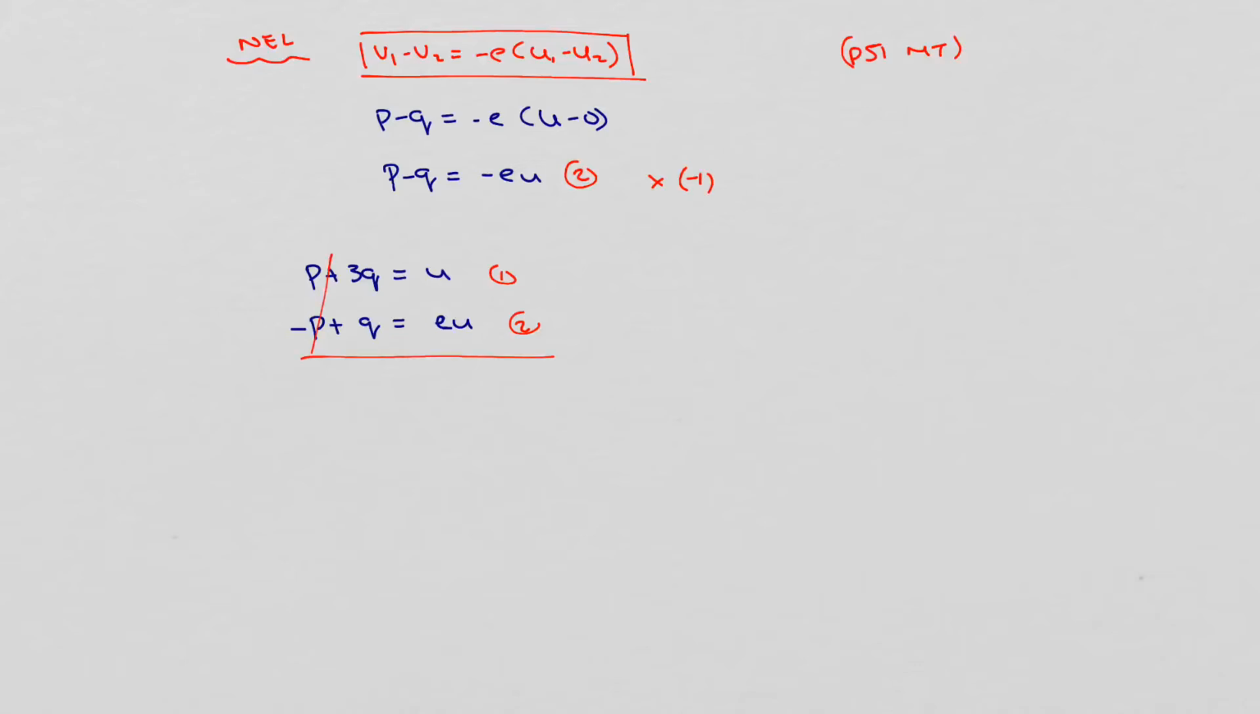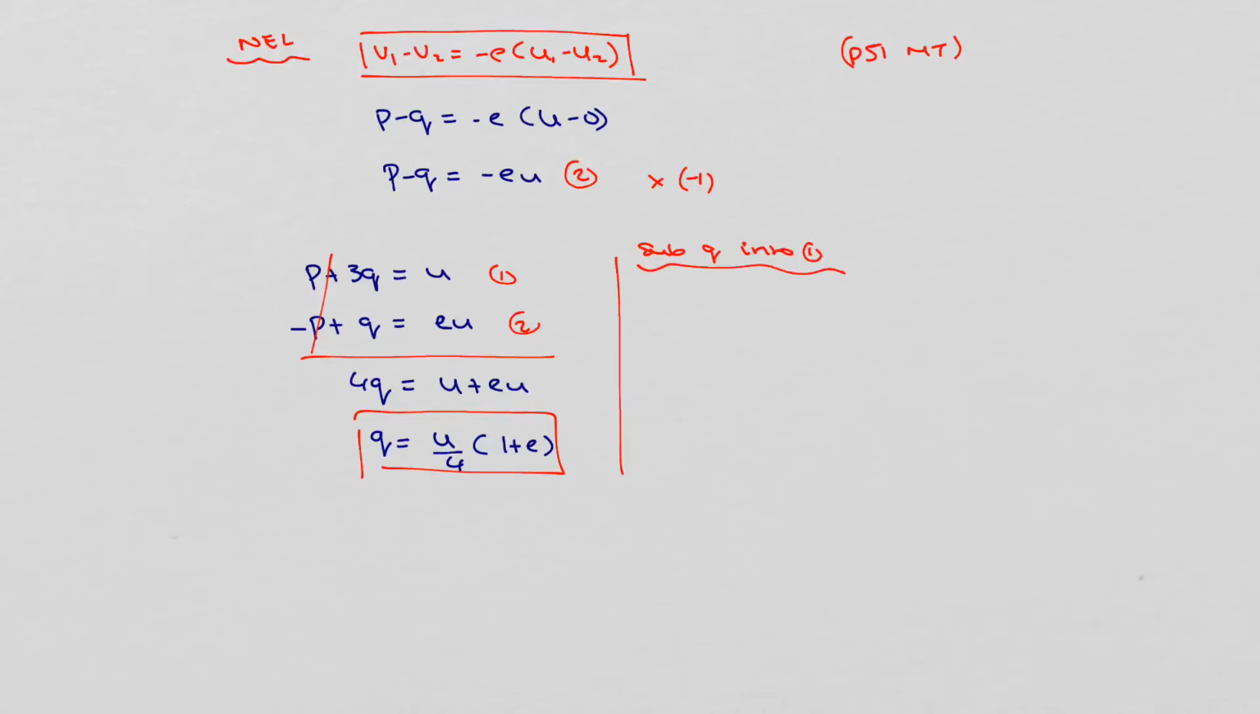So my p's are gone, and that leaves me with 4q is equal to u plus eu. And therefore, I can take out u as being common there, which leaves me with q equals u over 4 times 1 plus e. And then if I sub q into either 1 or 2, I can then get p on its own.